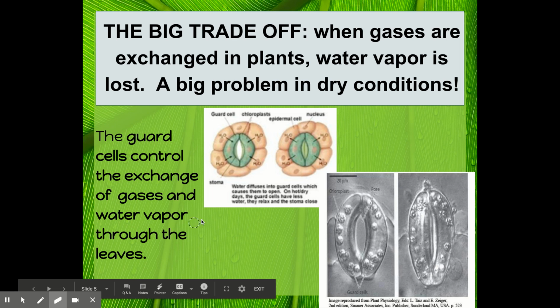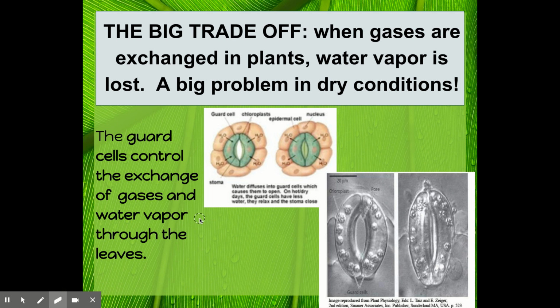Okay, now, big trade-off. When gases are exchanged in plants, water vapor is lost because water also exits out into the environment. So the job of guard cells, which we've talked about, is to control the exchange of gases and the water vapor through the leaves. So these guys are actually going to be doing the opening and closing so that there is not too much water vapor loss, but yet still allow photosynthesis to occur.